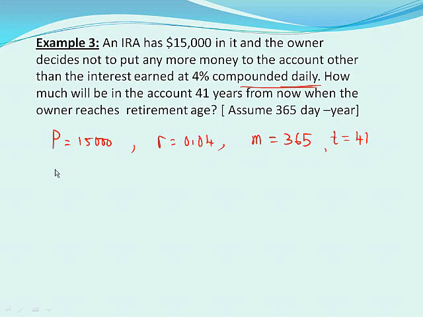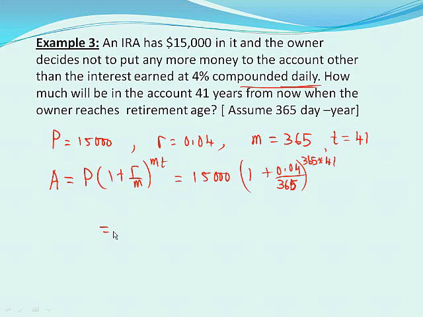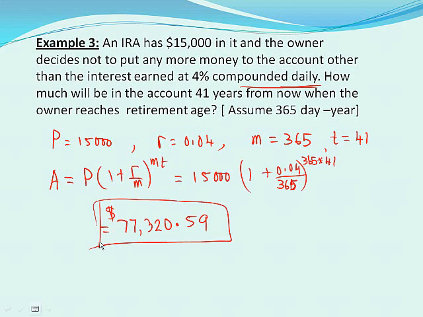What is the total amount after 41 years? So we need to substitute in the formula. A equals P multiplied by (1 plus rate by m) to the power m times t. So I'm going to plug in the numbers. 15,000. I'm going to use the calculator now. So that means there will be $77,320.59 in the account after 41 years.